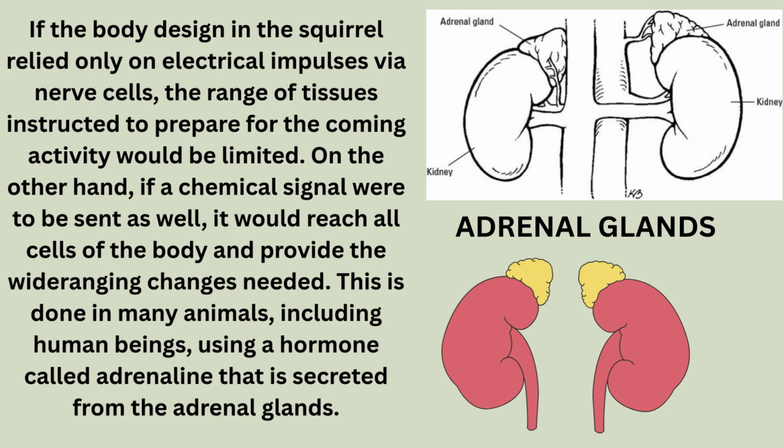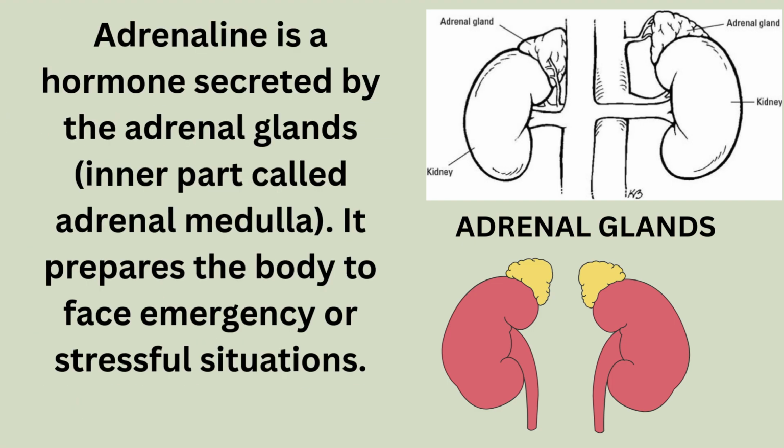If the body design in the squirrel relied only on electrical impulses via the nerve cells, the range of tissues instructed to prepare for the coming activity would be limited. On the other hand, if a chemical signal were to be sent as well, it would reach all the cells of the body and provide wide ranging changes needed. This is done in many animals, including human beings, using a hormone called adrenaline that is secreted from adrenal glands.